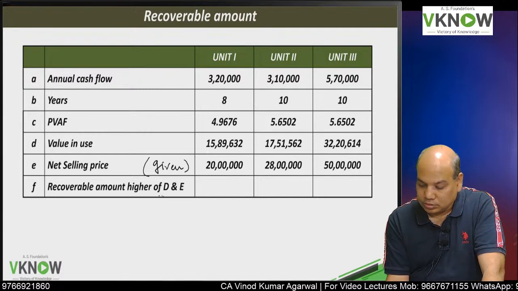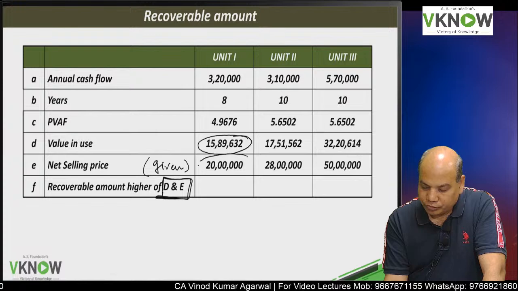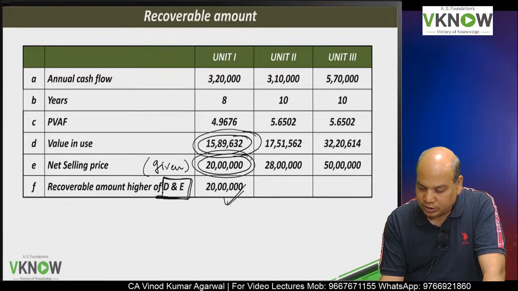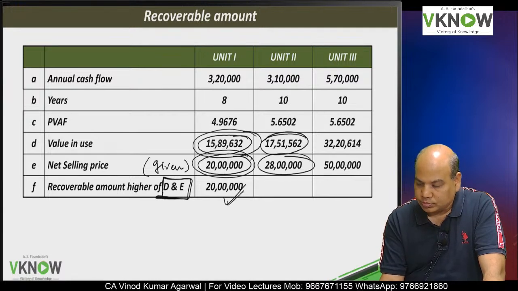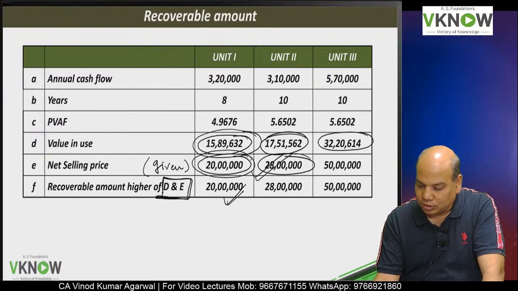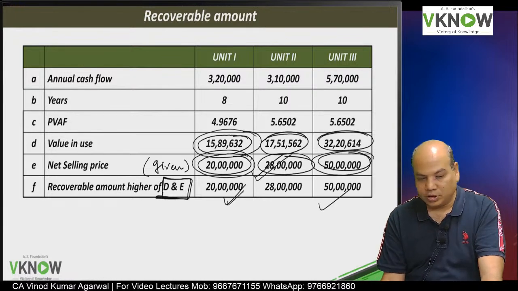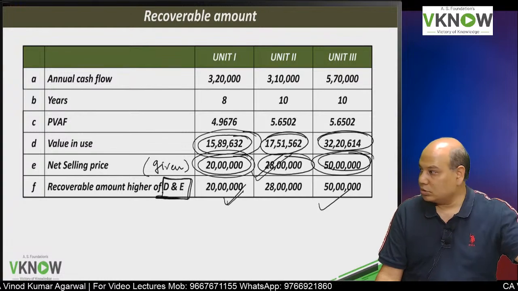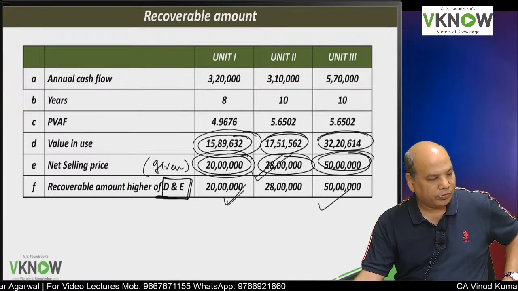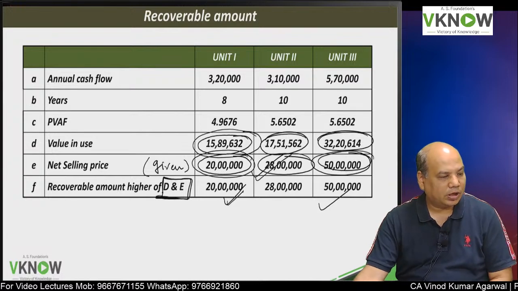Recoverable amount will be the higher of the two: value in use and net selling price. Which is higher? In the first column, 20 lakh is higher. Unit 2, which is higher? 28 lakh is higher. Next column, unit 3, which is higher? 50 lakh is higher. Okay, 50 lakh is higher. Okay, check it.